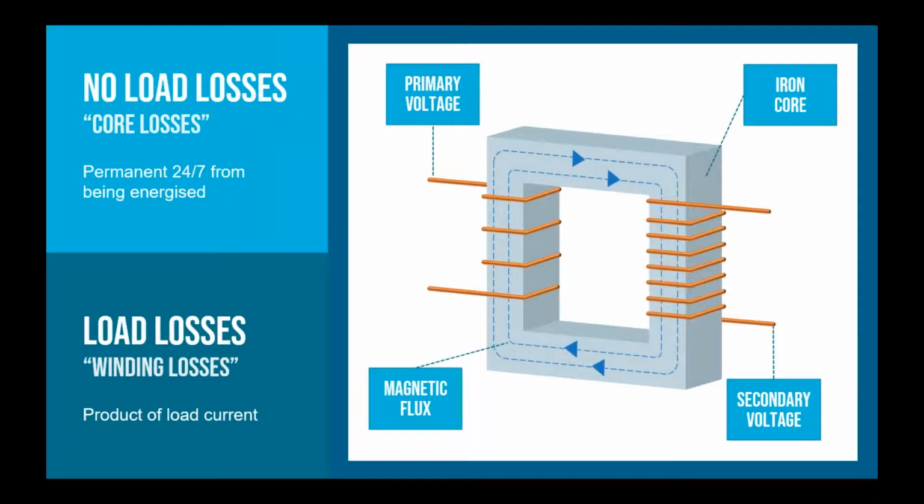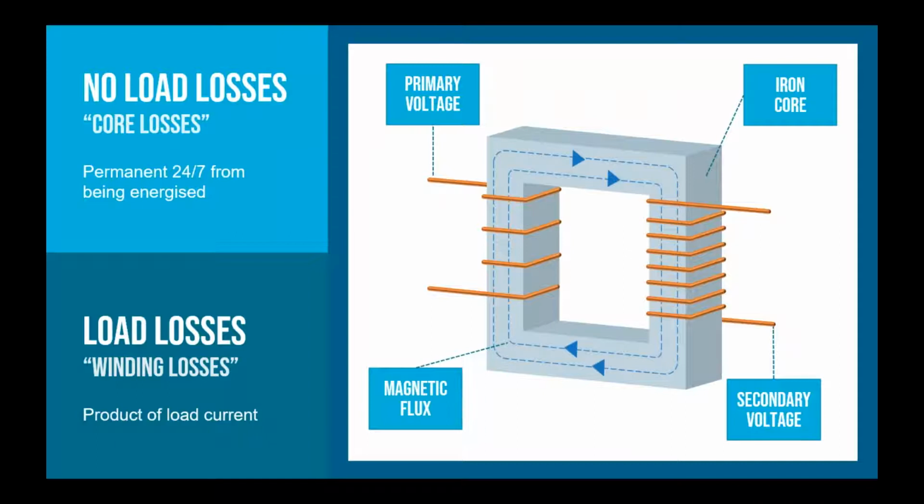I'm not going to go into details of the losses of transformers, but to compare between Tier 1 and Tier 2 losses, it's worth mentioning that there are two types of losses in a transformer. We have no load losses. These are known as core losses sometimes, or iron losses. The important thing about core losses is that they are present from the moment the transformer has been energized. So that's 24 hours a day, 365 days a year, always happening, always wasting energy.